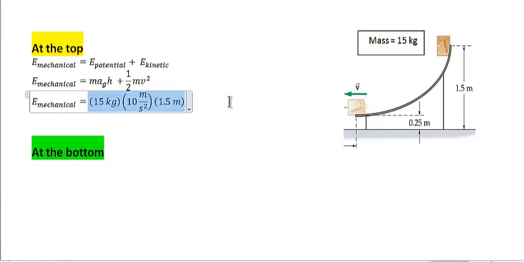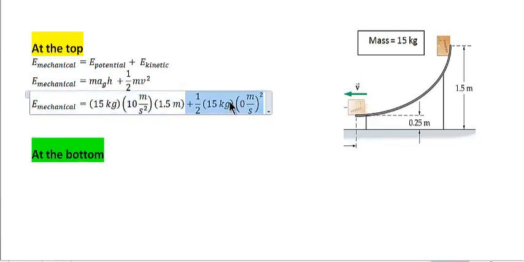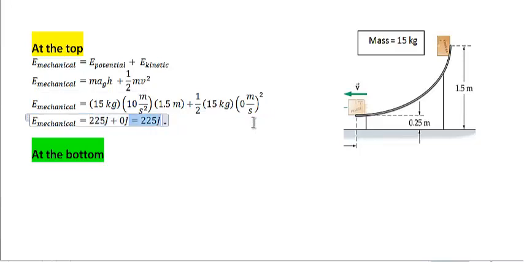And then we do the same thing for kinetic energy. 1/2 the mass times the velocity squared, but at the top, of course, the velocity is 0. So the second term works out to 0. That makes the total there 225 joules for potential plus 0 joules for kinetic for a total of 225.